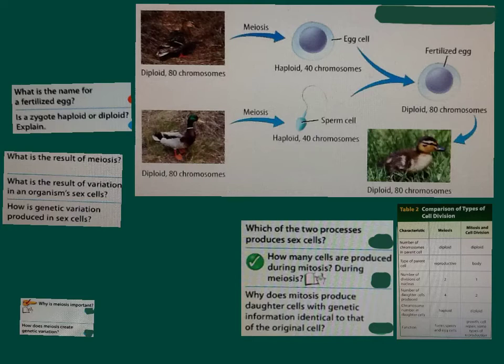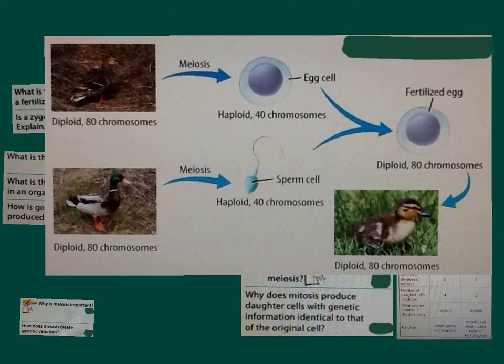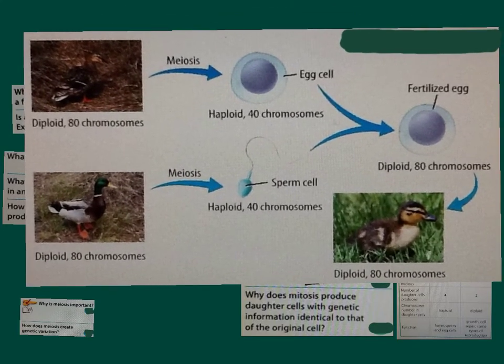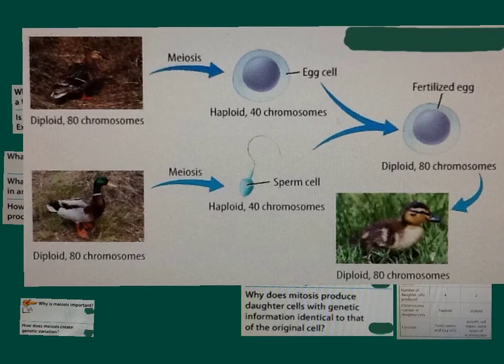Maintaining diploid cells. Recall that diploid cells have pairs of chromosomes. Meiosis helps to maintain diploid cells in offspring by making haploid sex cells. When haploid sex cells join together during fertilization, they make a diploid zygote or fertilized egg. The zygote then divides by mitosis and cell division and creates a diploid organism. Figure 3 illustrates how the diploid number is maintained in ducks.